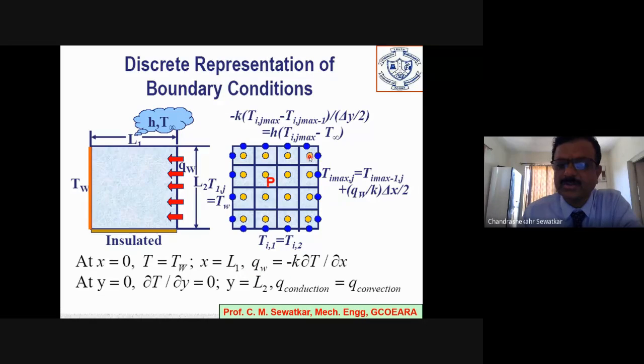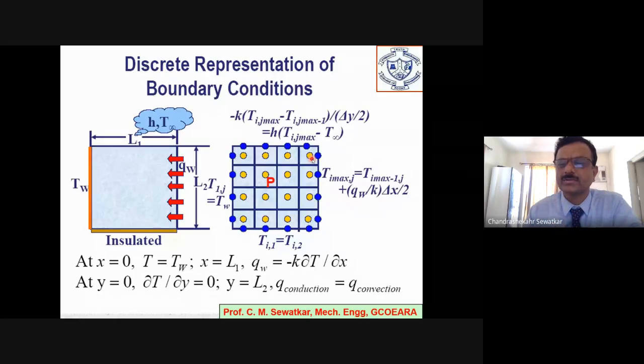Now this temperature difference can be written as temperature at Imax, J minus temperature at Imax minus 1, J, divided by delta x by 2. This distance is delta x by 2. If I multiply that by K, that should give me QW. So from that equation I can derive T Imax J equals T Imax minus 1 J plus QW by K into delta x by 2.